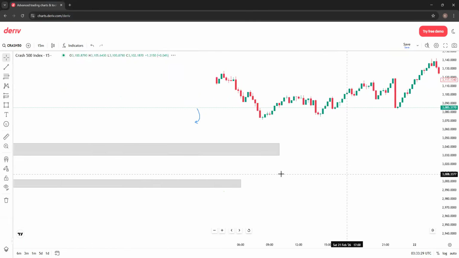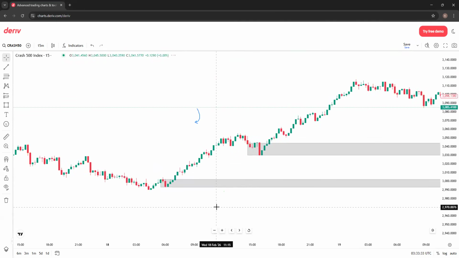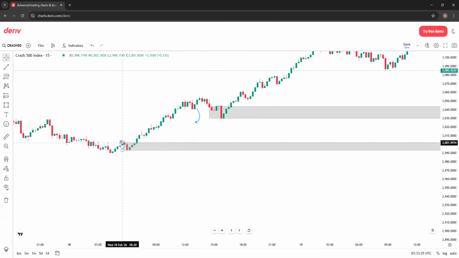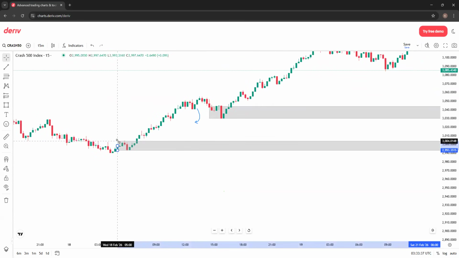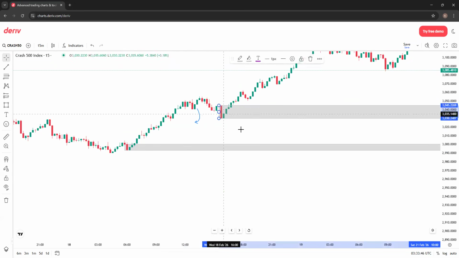I hope our M15 is going to show, because it was refusing. And in our M15, all is intact. Now, instead of our order block being up, it has actually reduced in size again in M15. And for this one, it still stays intact.